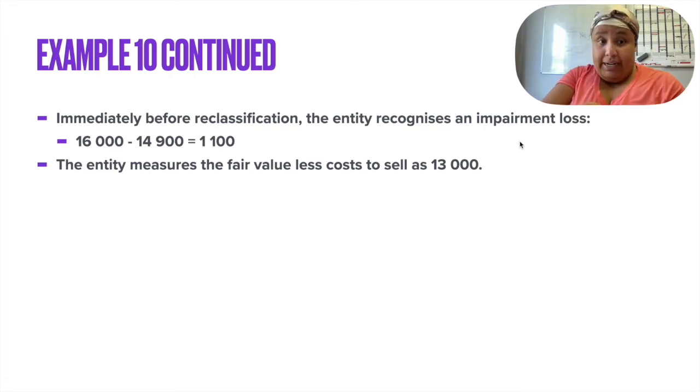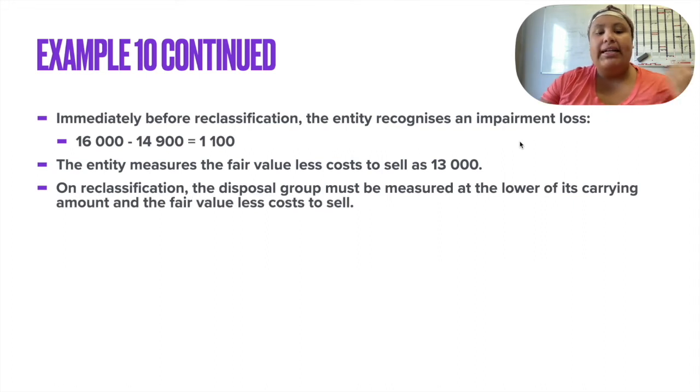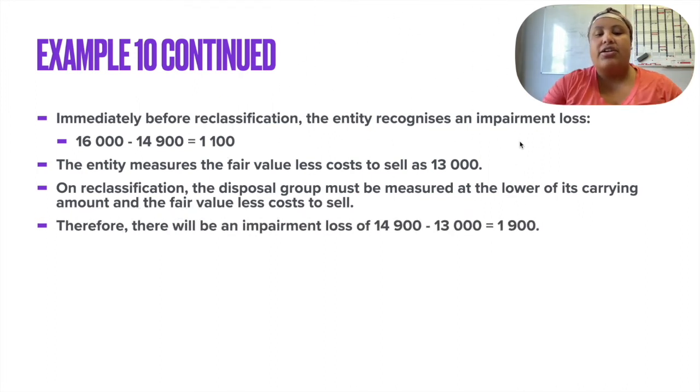Now, at the point of the reclassification, the entity measures the fair value less cost to sell of this disposal group as 13,000. Okay, now we know that the principle is that we're going to measure it at the lower of the carrying amount and the fair value less cost to sell. So on reclassification of the disposal group, we're going to compare its carrying amount, which is 14,900, to the fair value less cost to sell of 13,000, and we say that then there's going to be an impairment loss of 1,900 in terms of IFRS 5.